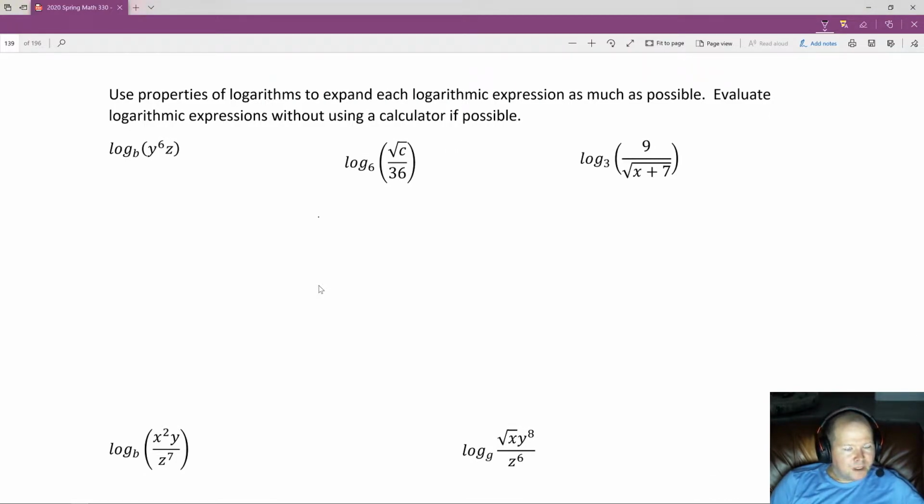So the first one right here, because we have multiple factors in the argument, there's multiplication right there, because y to the 6 and z are being multiplied together and those are factors, we can tear this apart into two logs with the same base b being added to each other. So we have log base b y to the 6 plus log base b z. Now next step is we can take this exponent from up above the y and stick it in front. And then what we end up with is 6 log base b y plus log base b z. Alright, so that's the first part. We can't really expand this anymore.